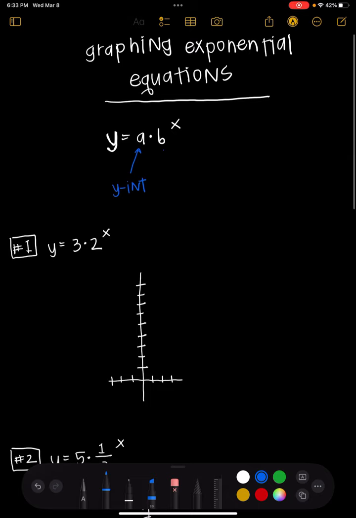Then our b, now this is kind of weird, but I'm going to call it our slope. It's not really our slope, but it is like what I multiply by every time, or how much bigger it gets. So we can think about it like slope, but we've talked about slope with linear equations, and it's not a straight line, it's a curve. And so it's not really a slope, it's more like what it's being multiplied by every time. So the easiest way to do this is just to start with some examples.